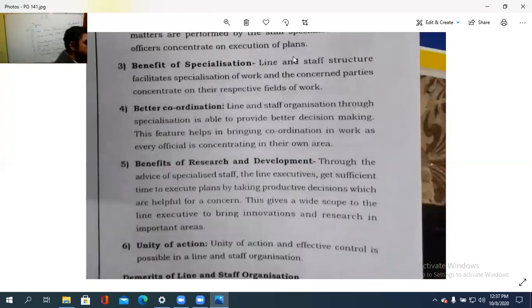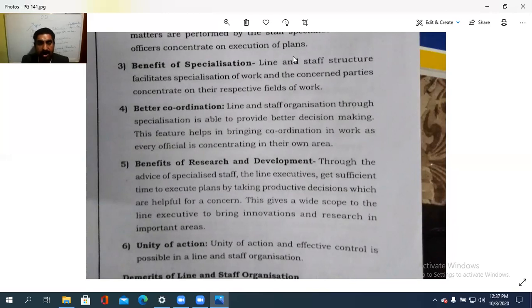Next is better coordination. എല്ലാവരും കൂടെ ഏകീകരിച്ചുകൊണ്ട് പോകുന്ന command is there, even though command is there, but coordination will be more. Line and staff organization through specialization is able to provide better decision making. അങ്ങേയറ്റം decision making ഉള്ള കഴിവുണ്ട്. This features helps in bringing the coordination in work, as every official is concentrating in their own area also. So that is the better coordination.